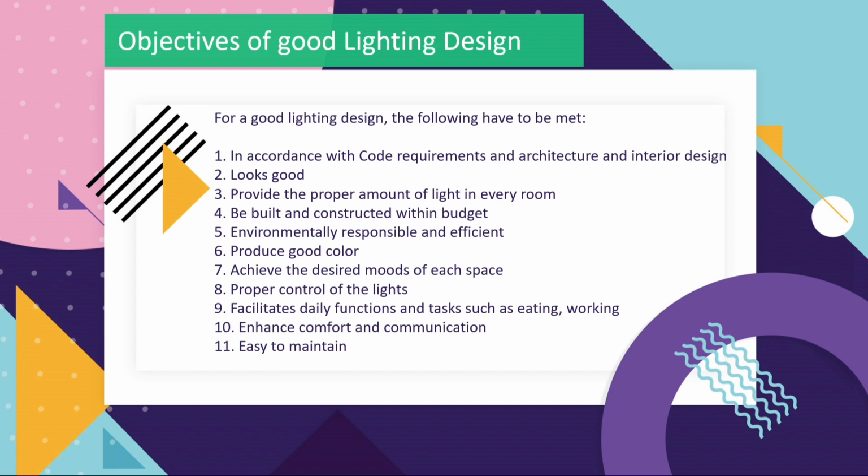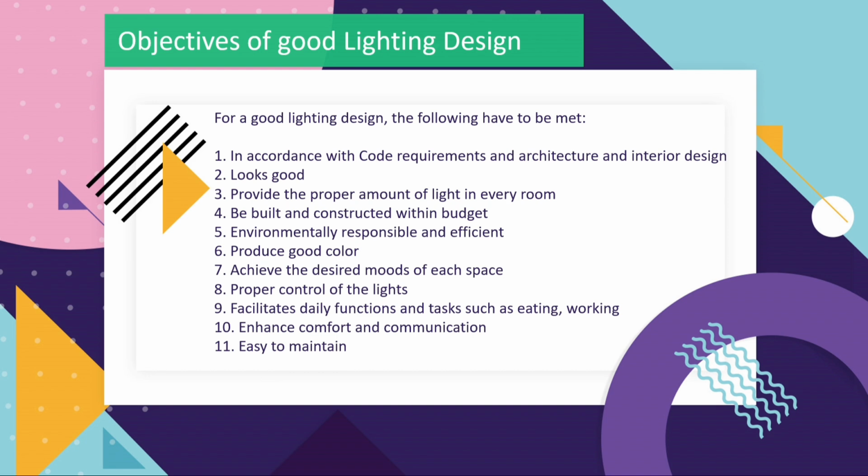Fourth is to be built and constructed within budget. Balancing quality, functionality, and cost efficiency in lighting design is achievable with strategic planning. By focusing on energy efficiency, prioritizing essential lighting, and simplifying installations, you can achieve an effective lighting setup within budget. This approach not only ensures a cost-effective installation, but also supports long-term financial savings.